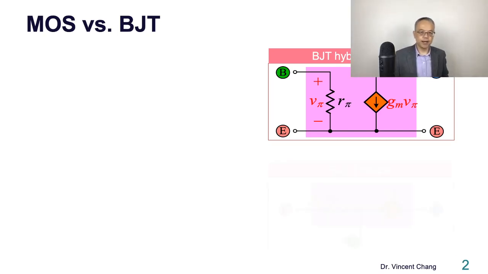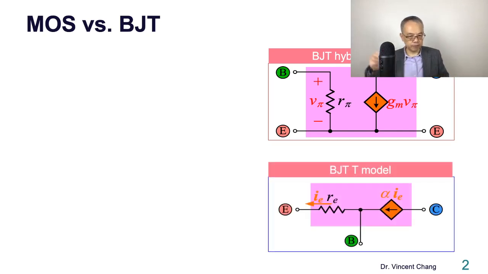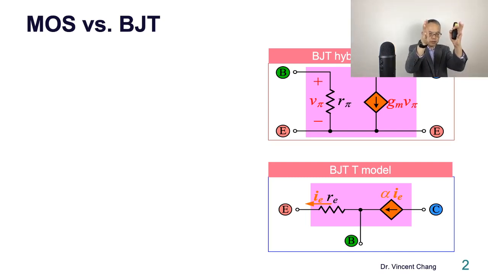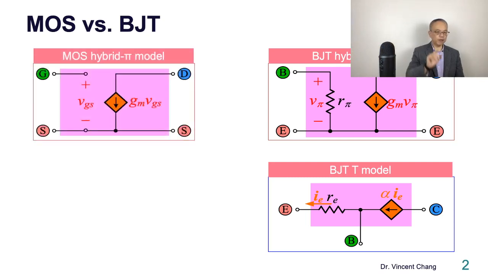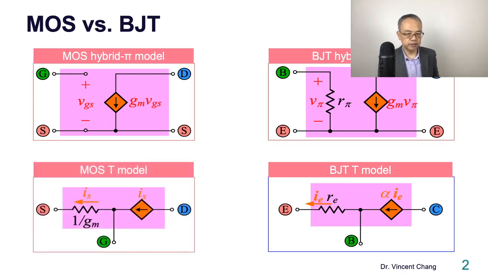And there's the T model. Emitter, base, collector, RE, IE, alpha IE. Current controlled current source. Voltage controlled current source. Hybrid-pi model on the top, T model on the bottom. Bipolar. What about the MOS? For the MOS, hybrid-pi model, voltage controlled current source. T equivalent, source, gate, drain. The resistance looking into the source is 1 over gm. Current controlled current source.